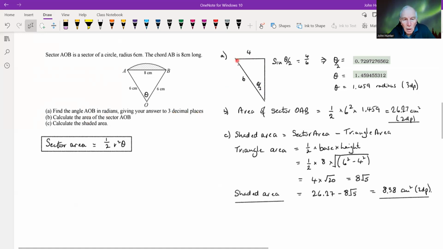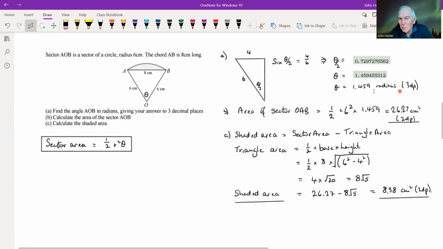Well, we just draw half of that triangle there. We can see that this is a right angle triangle. We dropped a perpendicular upwards, 4 and 6. And this angle is half of theta, isn't it? So sine theta over 2 equals 4 over 6, giving us theta over 2 by the calculator equals this value here. And theta is twice of that, which is 1.459 radians to 3 decimal places.